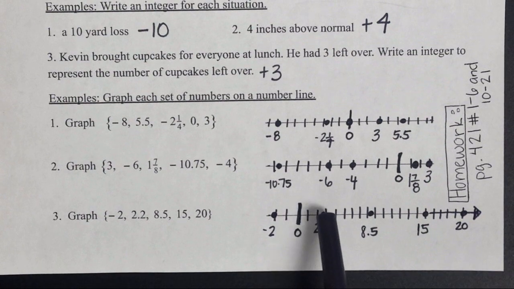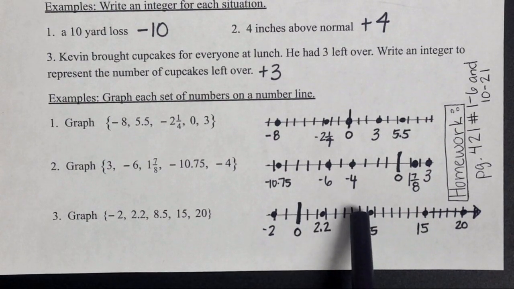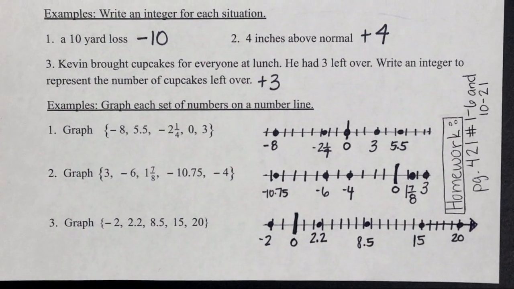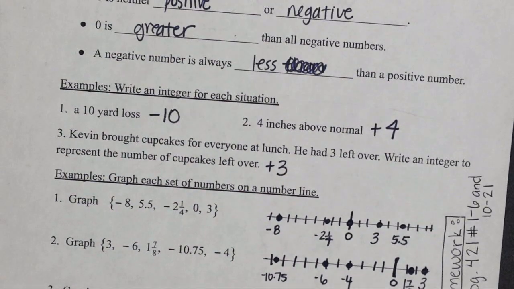Let's see, 1, 2, 3, 4, 5, 6, 7, 8. It's between the 8th and 9th. Okay, guys, do this quickly and quietly. There is not a need to have a conversation right now.